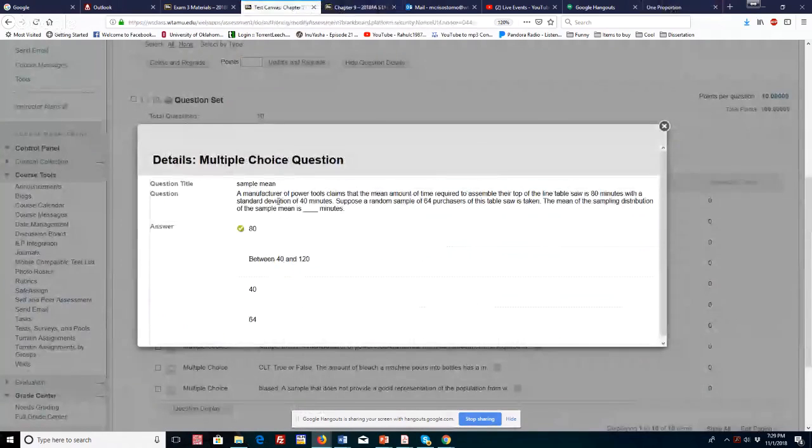So going back to this question here, suppose a random sample of 64 purchasers of this table saw is taken. The mean of the sampling distribution. So again, if I were to take all possible samples of size 64 and then take the mean of all of those samples, it's going to equal the true population parameter. And the true population parameter is 80 minutes. So the answer is 80 minutes here.